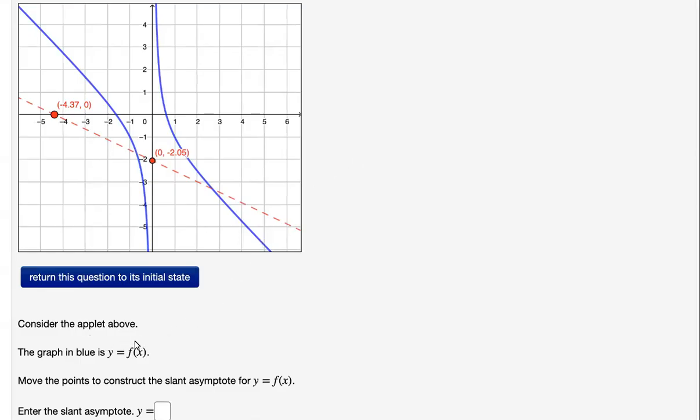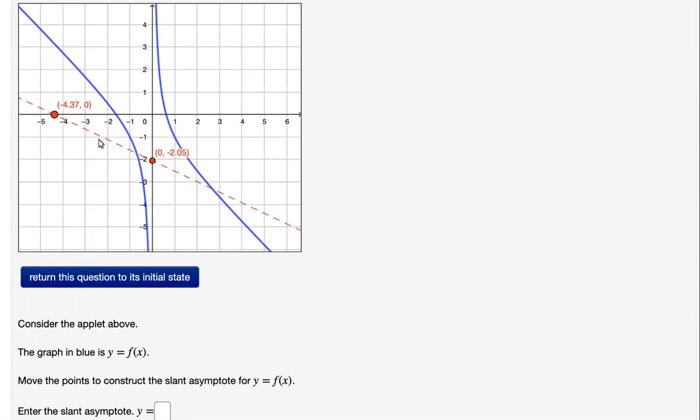Consider the applet above. The graph is in blue, y equal f of x. Move the points to construct the slant asymptote for y equal f of x. We're going to move these two points and enter the slant asymptote via its equation here, okay?